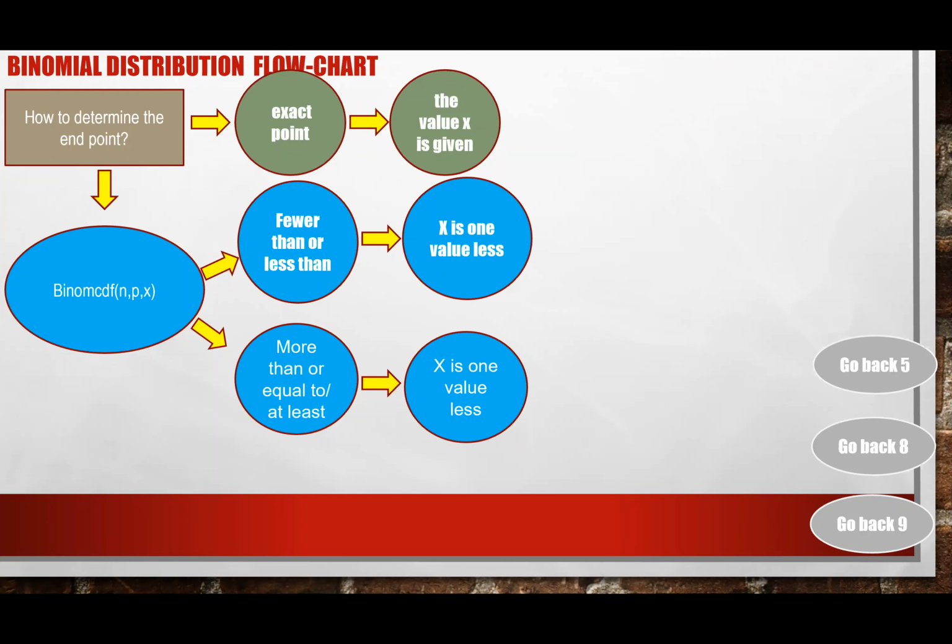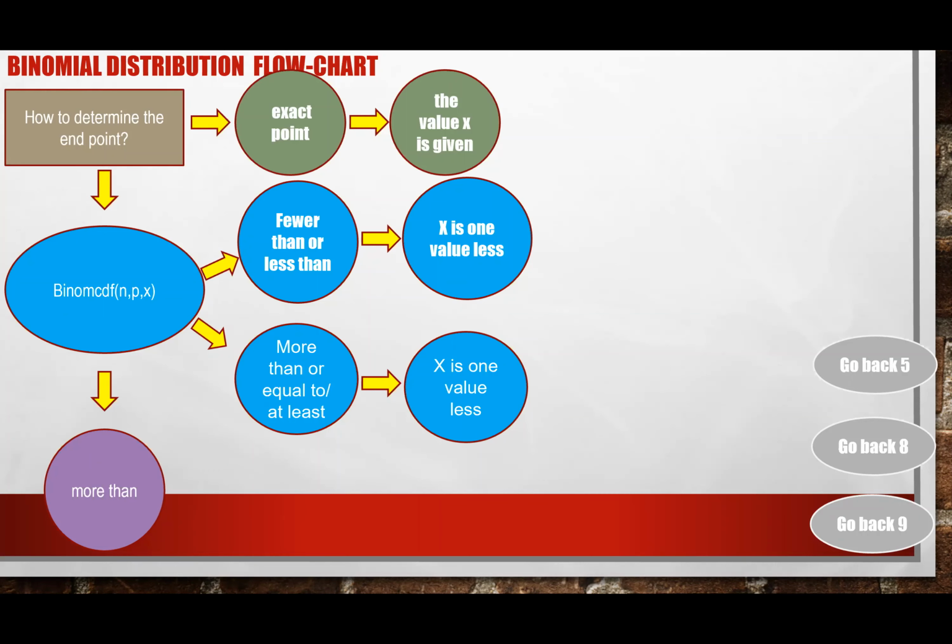And because we include that endpoint, you cannot tell your calculator to include it; your calculator can only calculate the items on the left, up to an endpoint. But if it's more than, we're looking for the items on the right, and if it's more than or equal to, we include the given point. So your X value is still one less than the given value, and whatever that result is, you have to take one minus it. Because remember, to find a more-than item, we take one minus the answer.